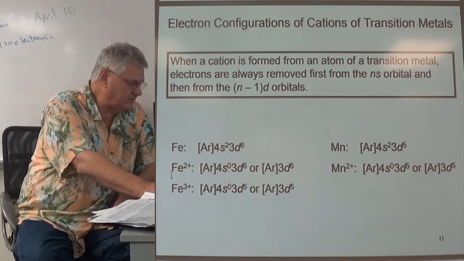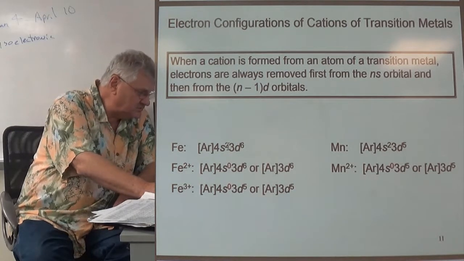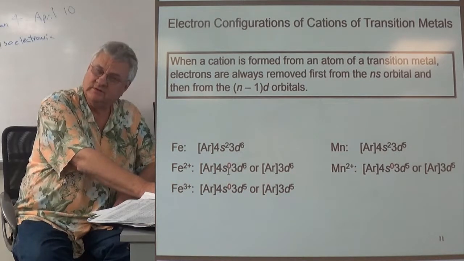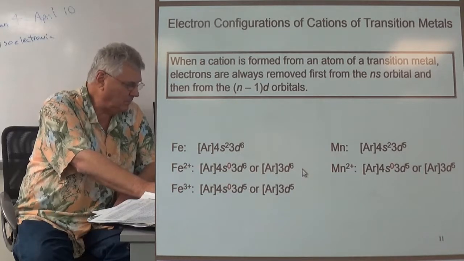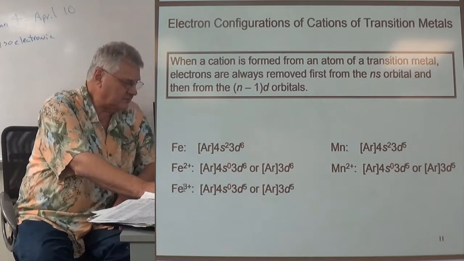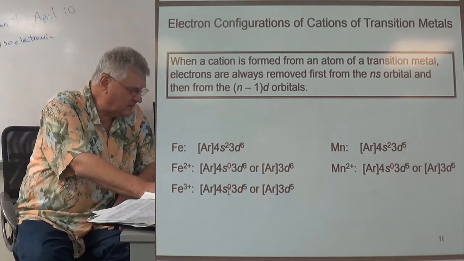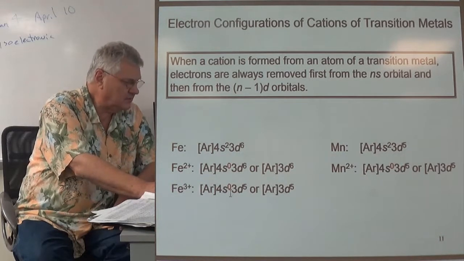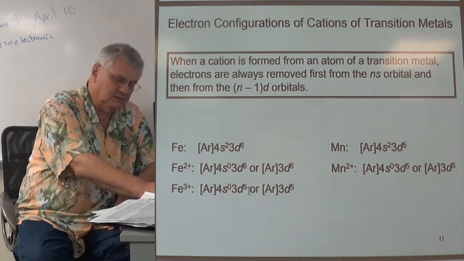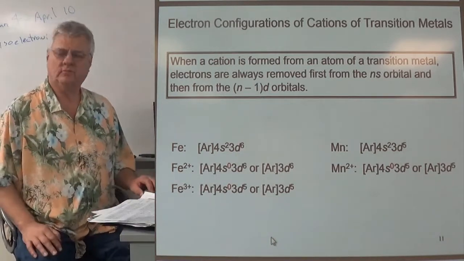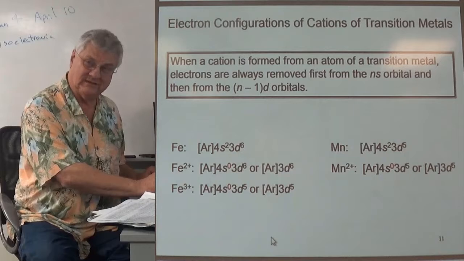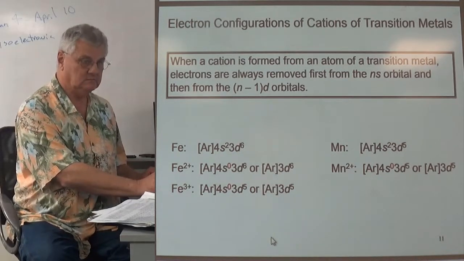Well, when it forms an ion with a +2 charge, it loses these s orbital electrons first here. And it still has 6 in the d orbitals. Or we can just write it argon 3d6. On the other hand, when iron forms an ion with a +3 charge, again it loses those 2 electrons that are in the 4s orbital, and also it loses 1 electron from the d orbital. So it's a little different for transition metals. Again, there's no questions on the test about those ions.